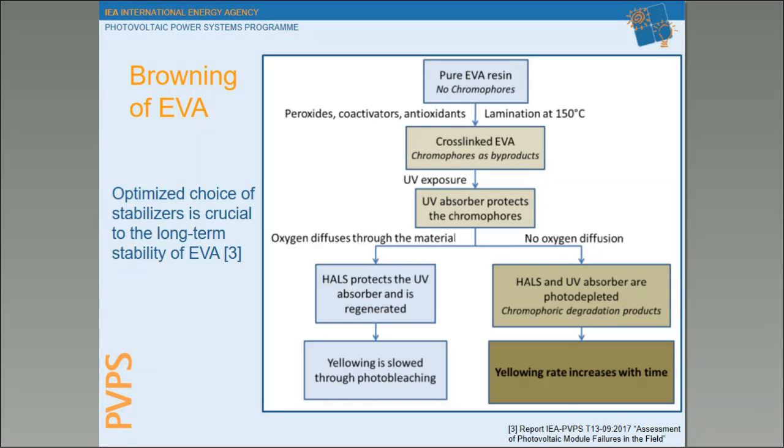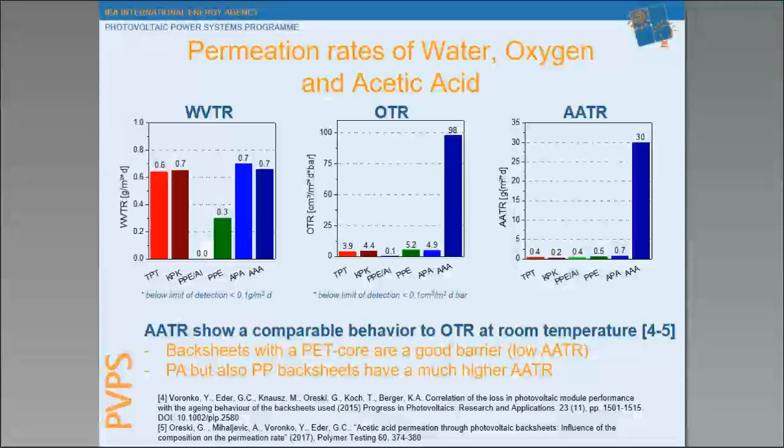So this brings me to the next point, so that not only the encapsulant is responsible for PV module degradation modes, but also the backsheet has a very important role, and you can imagine it like a bouncer in a discotheque. So the backsheet decides what goes in and what goes out.